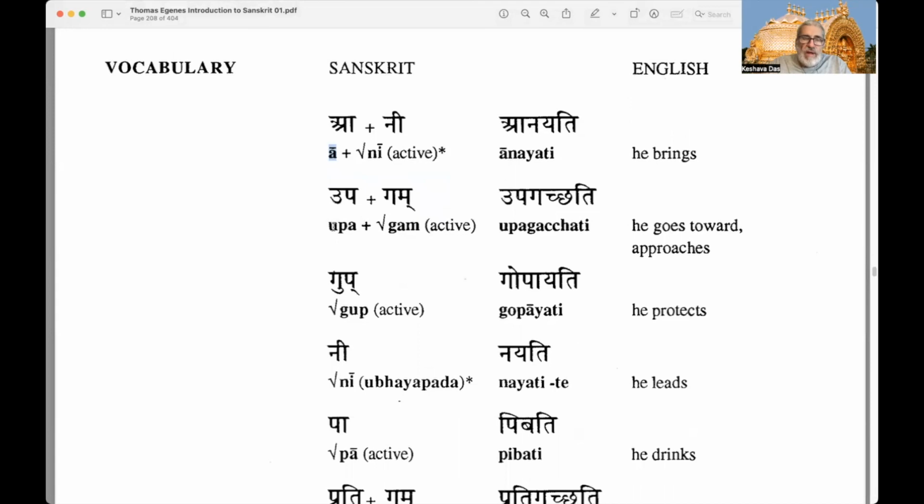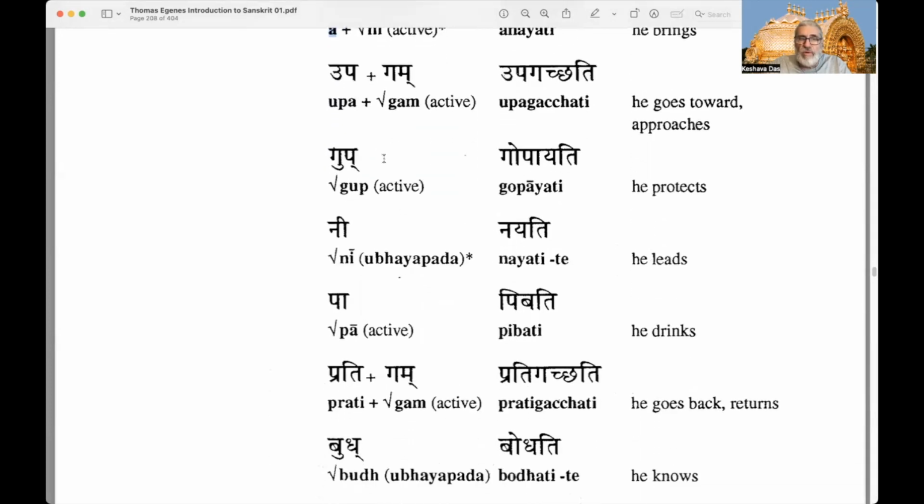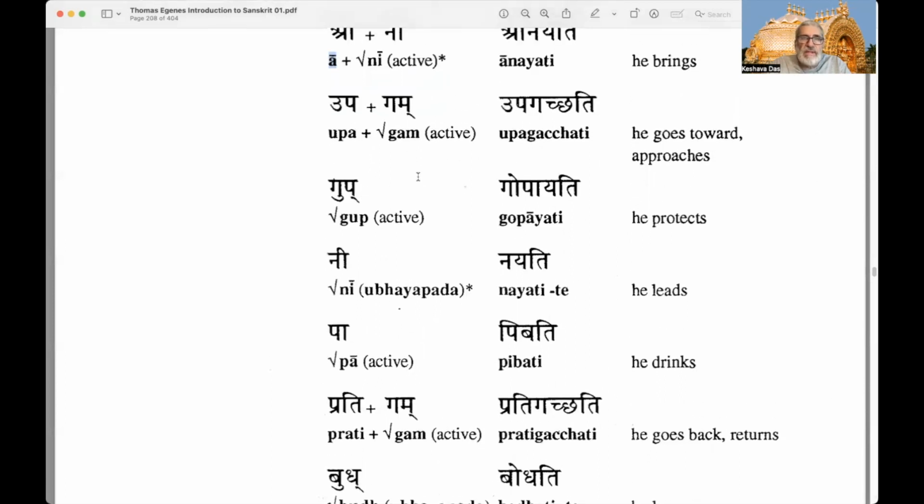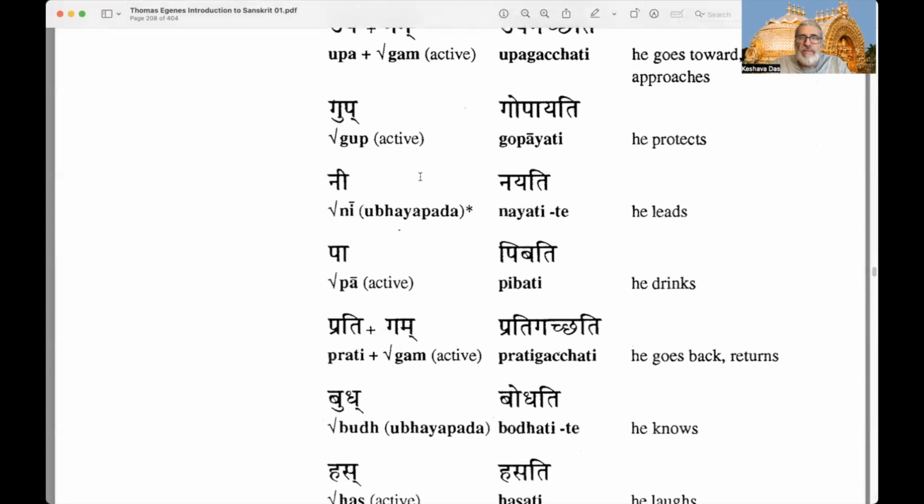Then we have the upasarga upa plus gam, which also takes active endings, right? These are all what we call parasmaipada, taking active endings. Upagachati: he goes towards or he approaches. Then we have gup, which is the root. He isn't giving stems here, he's just giving the root and the full third person singular present tense. So gup becomes gopayati.